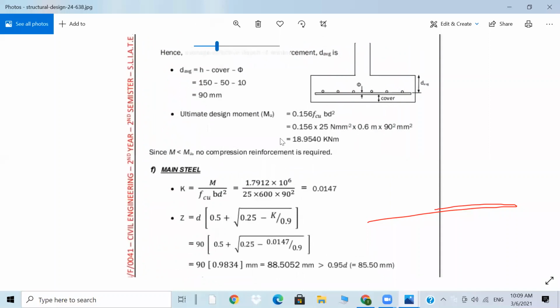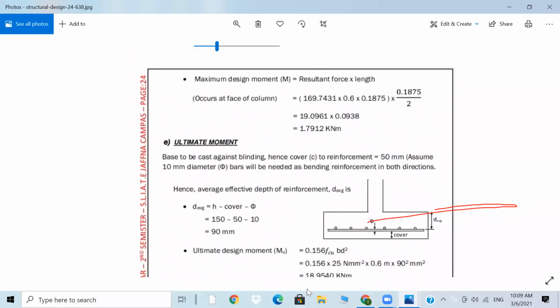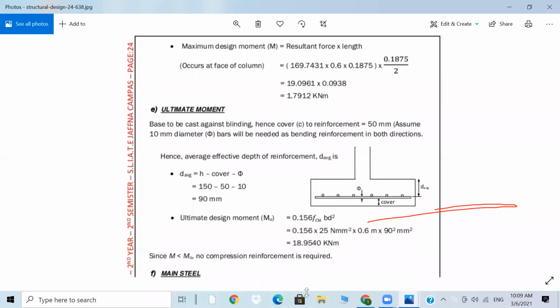Don't worry, I will share this one with you. So the maximum design moment: you can see 169.6, the one side length of the footing, and 0.875 is the distance between the edge and the surface of the column, into 0.875 divided by 2, that is the center of the area. So finally you will find 1.7912 kilonewton meter.